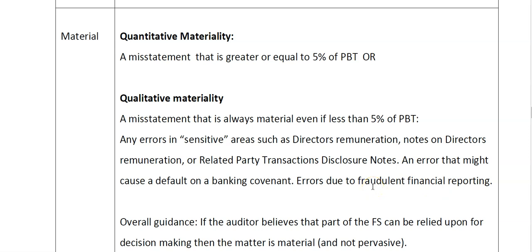So a company trying to push sales into this year or next year at year end, or aggressively accounting for depreciation, writing off assets quickly or very slowly, depending on what their aim is, either to increase profits or reduce profits. And the overall guidance is, if the auditor believes that part of the financial statements can be relied upon for decision making, then the matter is material.